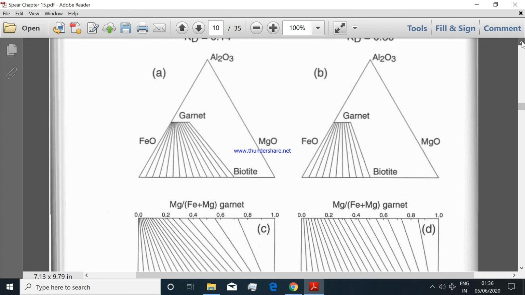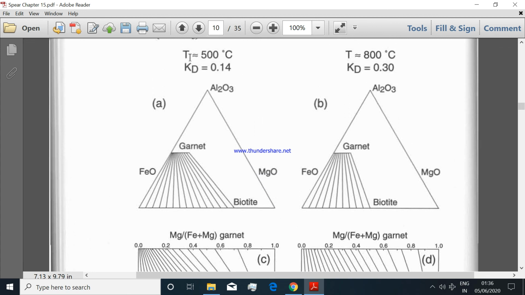Watch how the joining lines change position. At a temperature of 500 degrees Celsius, with this distribution coefficient of garnet and biotite, this composition of the garnet will remain in equilibrium with this composition of the biotite. This composition of garnet will remain in equilibrium with this composition of biotite. As an example, there is a change of this equilibrium with changing temperature. For a similar temperature there is a change, because the equilibrium will also shift for that composition of the garnet and another composition of the biotite.